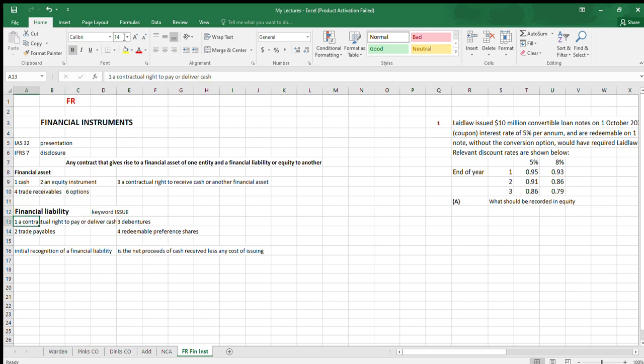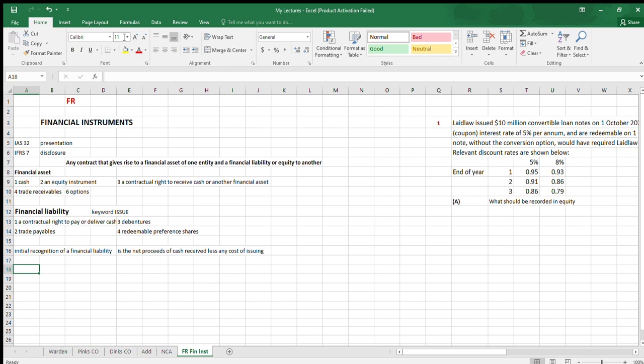So the initial recognition of a financial liability is that after the initial or the net proceed of the cash received, you just subtract the cost of issuing the financial liabilities. There are some companies that, when they issue a financial liability, it takes a third party or an agent to intermediate between the company and the shareholders or anybody interested in the financial liability. Okay, so the cost incurred in issuing.